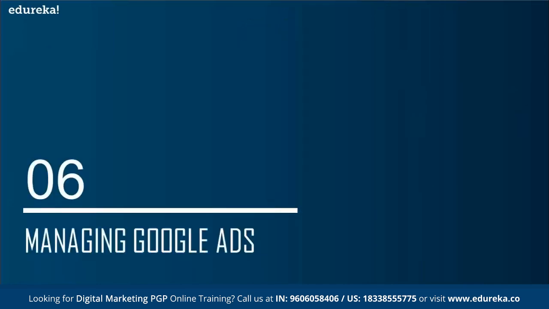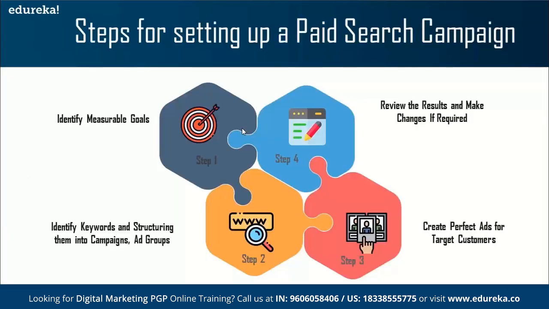Straightforward. Okay, let's move to managing Google Ads. So these are the steps for setting up a paid search campaign. This is generally the first step for each campaign, not only for paid campaigns, for any campaigns. First step is generally to identify measurable goals. Once we identify measurable goals, we move forward.